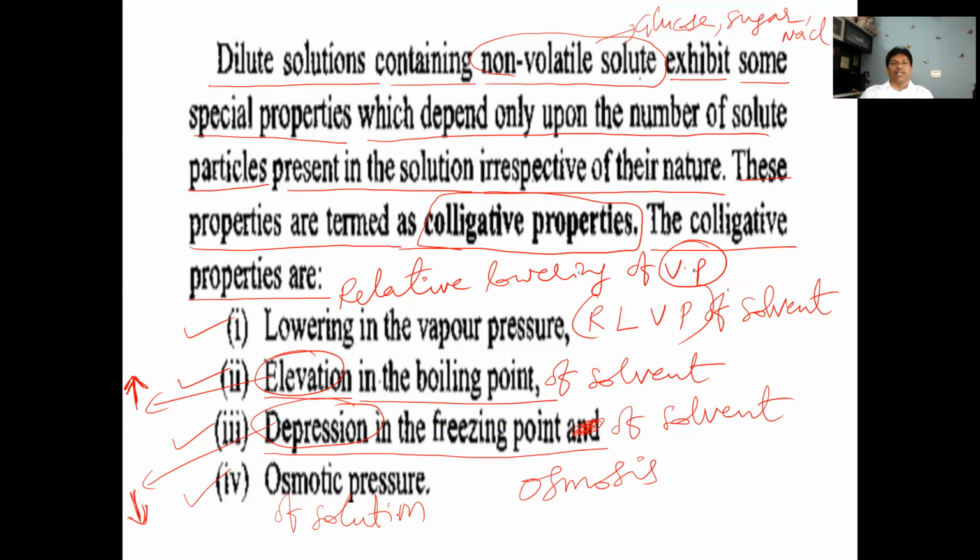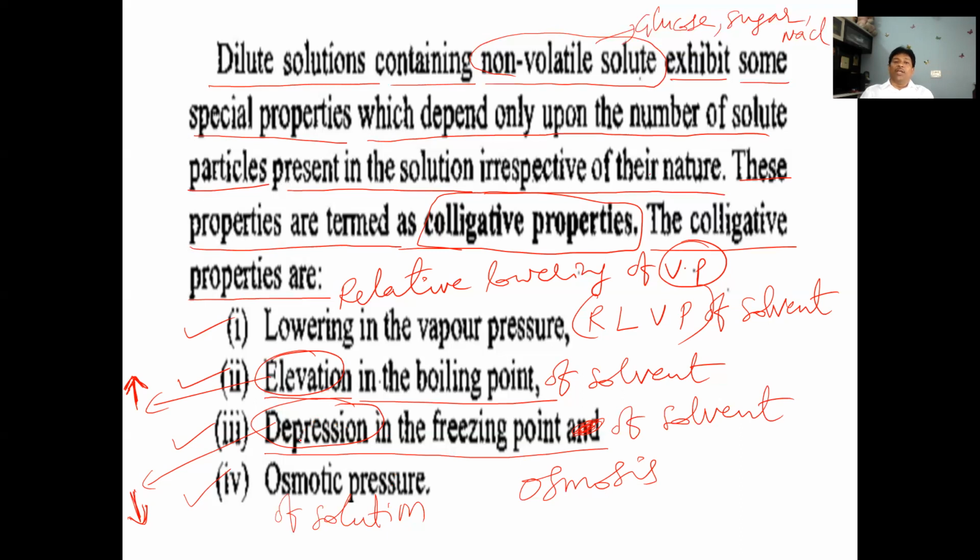That osmotic pressure is developed due to which phenomenon? Due to the osmosis process. The pressure developed due to osmosis is called osmotic pressure, and this is a colligative property. The osmotic pressure of a solution is directly proportional to the number of solute particles in the solution. If more solute particles are there, more osmotic pressure will be developed. Keep that point in mind.